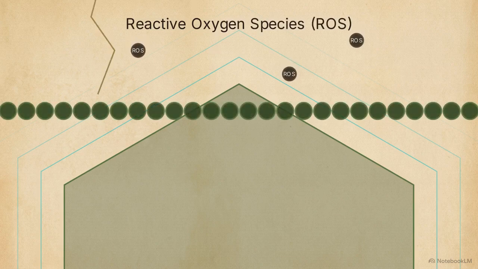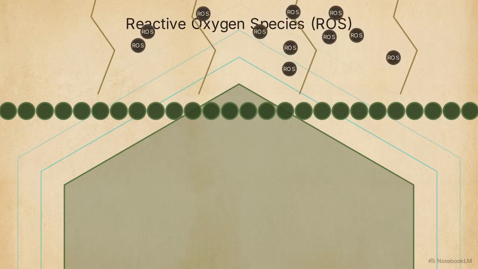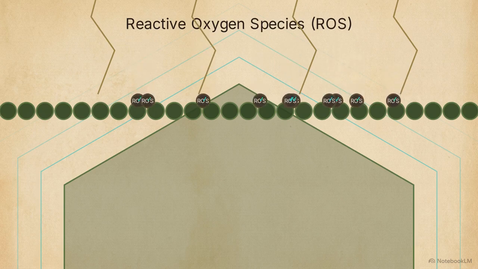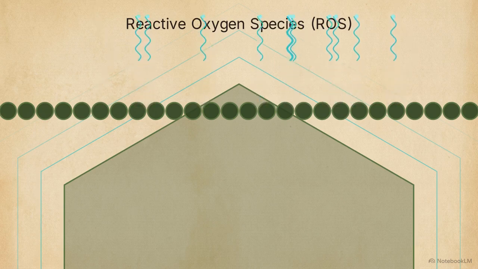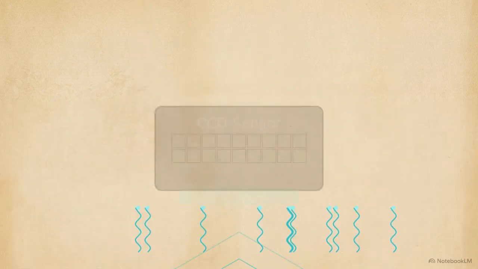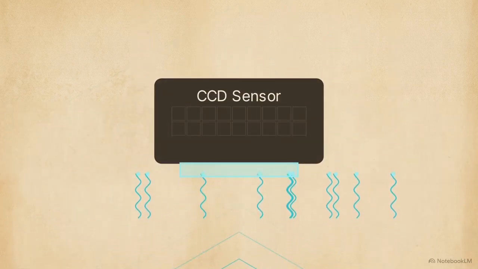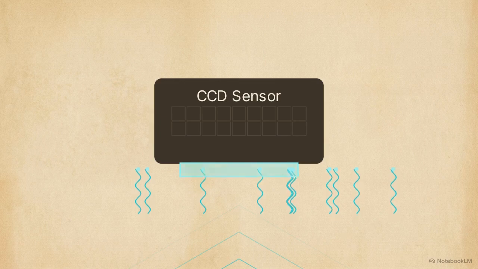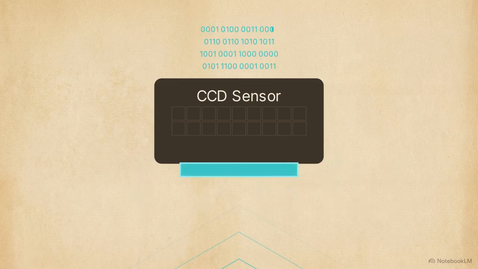Reactive oxygen species, or ROS, are chemically active molecules containing oxygen that are produced when a plant is enduring environmental or physical stress. To capture this light, researchers use a highly sensitive charge-coupled device, or CCD, sensor. A CCD is a specialized sensor that converts low-level light into electronic signals for imaging.